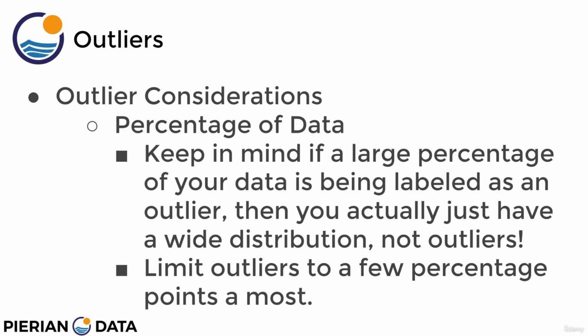So you should probably keep in mind that you're going to limit outliers to just a few percentage points of your data at most. That is to say, if you have 100 total rows of data, you shouldn't be labeling 25 of those points as outliers. Instead, you should look back at your data, look back at the domain situation, and really think about what is happening here that you have such a wide distribution of your data. In that case, you're probably just going to have to make a very generalized model.